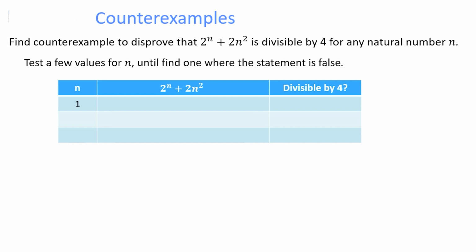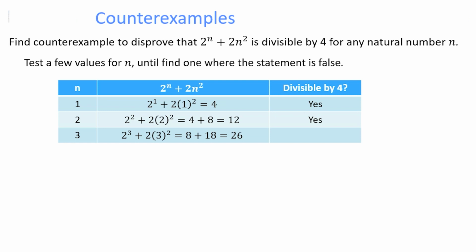So I'm going to try with 1 first. If I substitute, I get 4, and I realize it is divisible by 4, so the statement is true. Let's try 2. My result is 12, and well, this number is also divisible by 4, so I say yes. Let's see number 3.